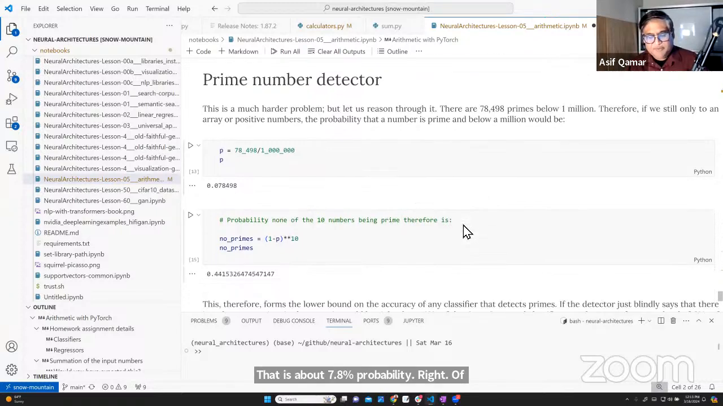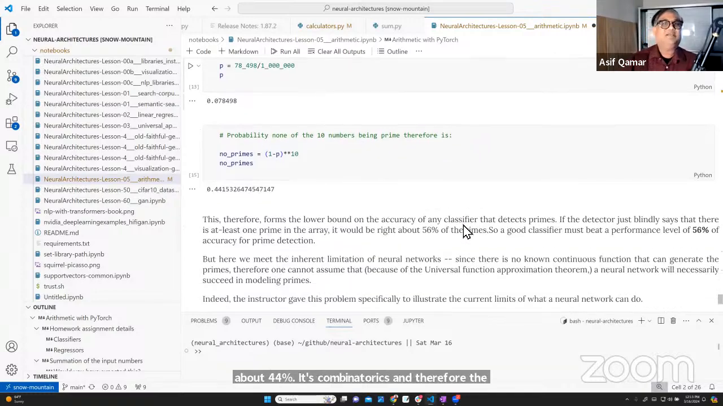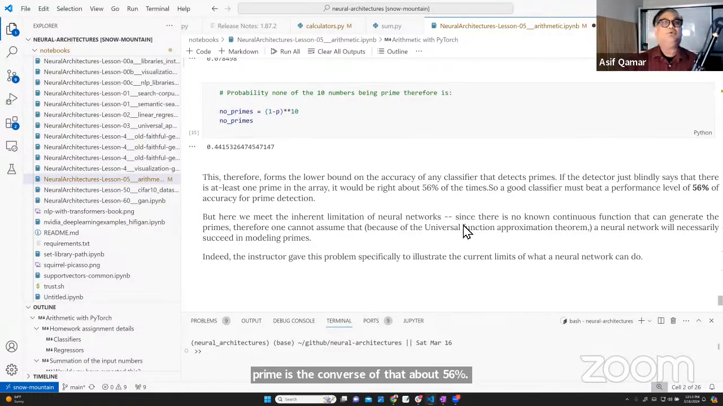And so if you take a set of 10 numbers, what is the probability that none of them are prime? It's about 44%. It's combinatorics, and therefore the probability that there's at least one number that's prime is the converse of that, about 56%. So any classifier that you write needs to beat this, do better than this, doesn't it? So that is your baseline.